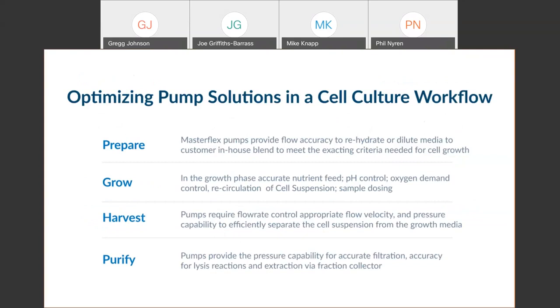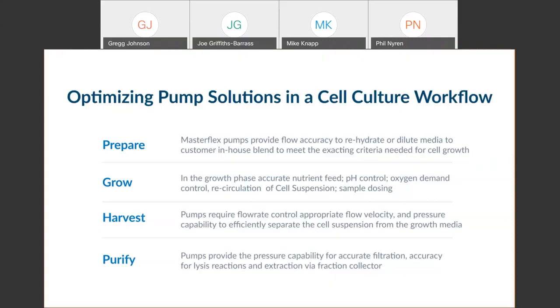So let's quickly summarize where these pumps can help to improve the productivity of the cell culture process overall. During preparation, we discussed that Masterflex pumps are able to provide the flow accuracy necessary to rehydrate or dilute the media with customer in-house blends to meet the exacting criteria needed for cell growth, to meet the required concentration, the required dilution level.